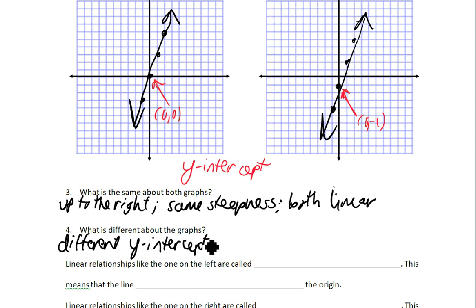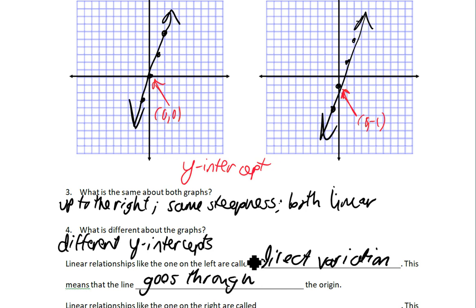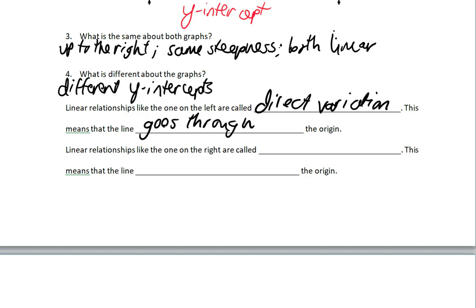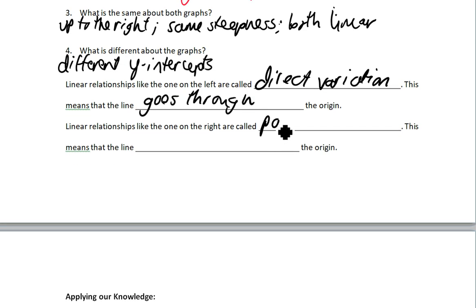So the ones on the left that go through 0, 0, these are special lines called direct variation. And all that means, it's a really fancy word for saying that a line goes through the origin. And the ones on the right are called partial variation. And that's just a really fancy word for lines that don't go through the origin.